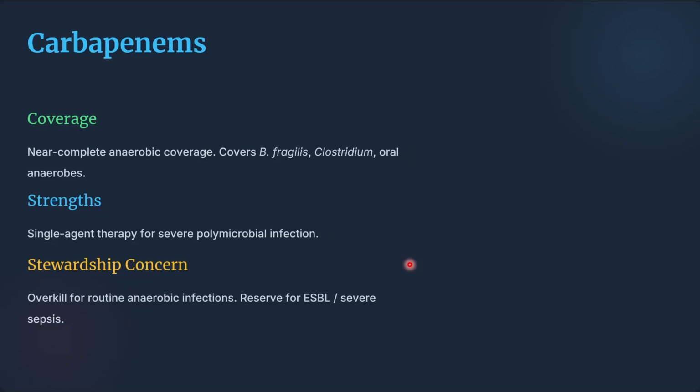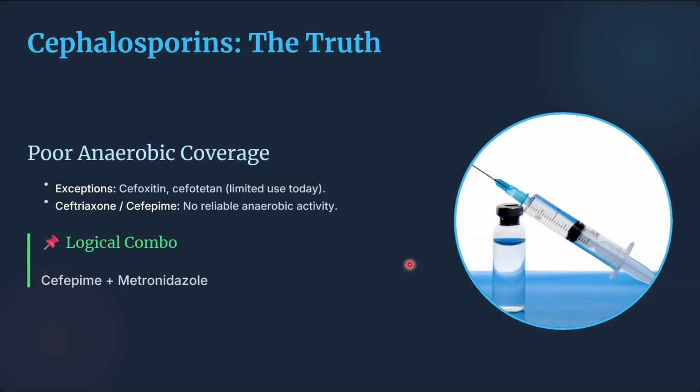Carbapenems have near complete anaerobe coverage. They cover Bacteroides fragilis, Clostridium, and oral anaerobes. It is a single agent therapy for severe polymicrobial infection, covering gram-negatives and some gram-positives as well as anaerobes. The only issue with carbapenems is a stewardship concern: they overkill for routine anaerobic infection. So always keep them as a reserve drug for ESBL and severe sepsis.